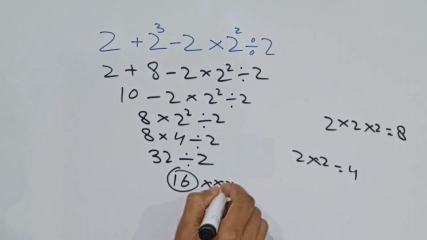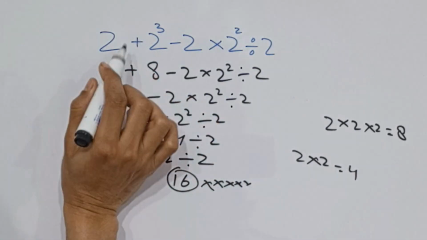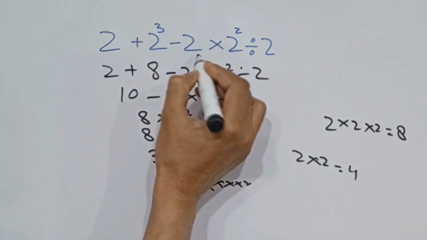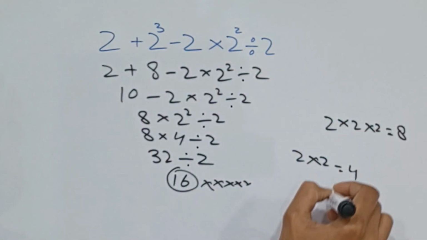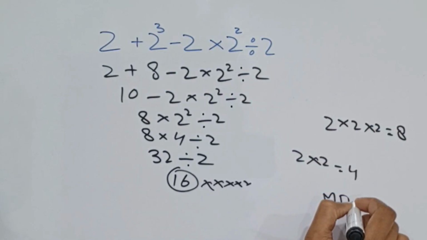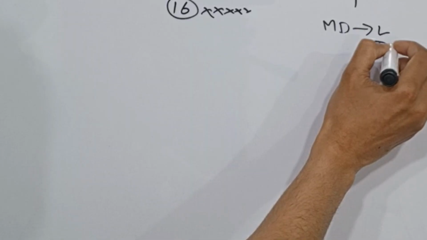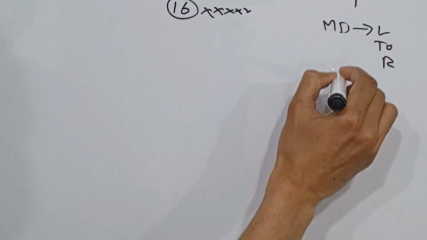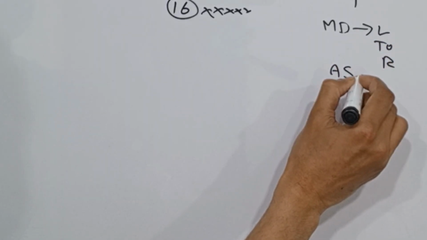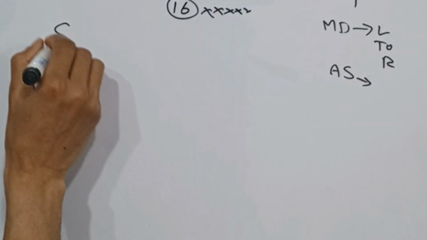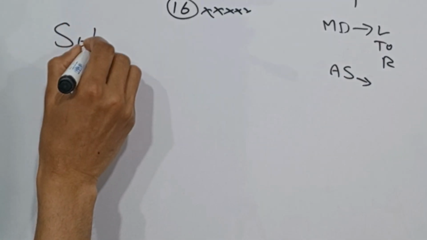But this is not the correct answer. Follow the order of operations. We use the PEMDAS rule. Multiplication and division from left to right. Then addition and subtraction from left to right. So first of all, multiply, right?